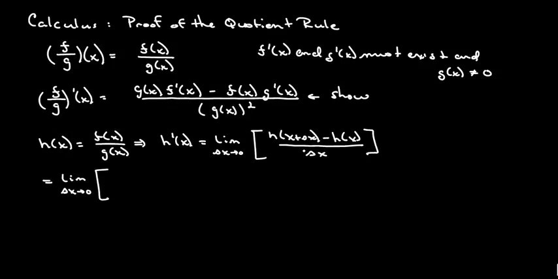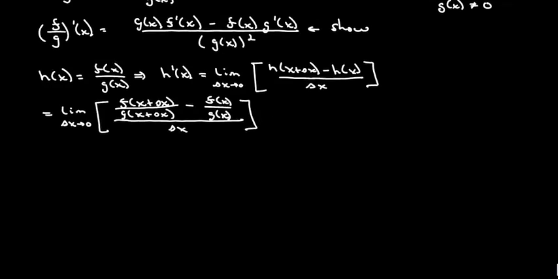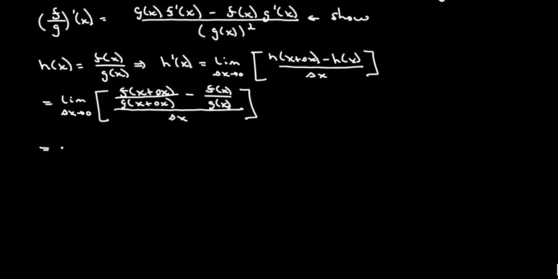Okay, so now that we've got those formalities down, what we're going to do is replace it with this. So what I've got, and this is kind of a mess here, is f at x plus delta x over g at x plus delta x minus f of x over g of x, and that whole guy is divided by delta x. Okay, so let's keep going here. That's the limit as delta x goes to 0.